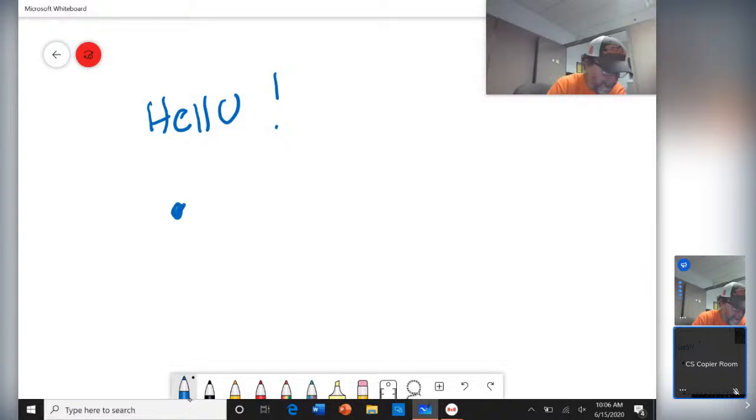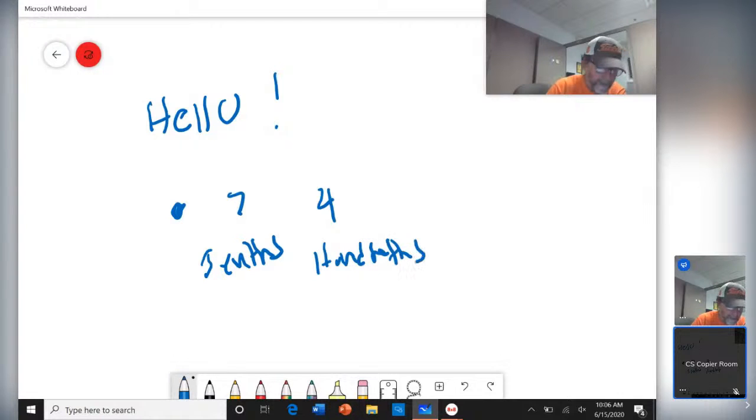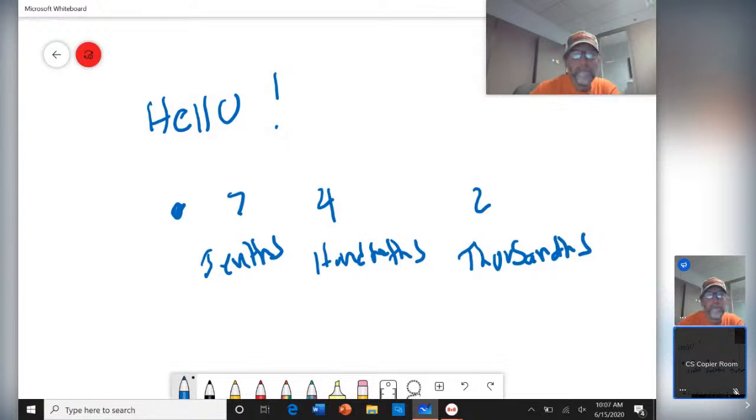So in this first column, there's a 7. We call that the tenths place. And the next one over, if we have a 4 there, that's going to be the hundredths place. And the next column, so we have a 2 there, that's the thousandths. Okay, so it's tenths, hundredths, thousandths, and it would keep going too, but I just want to focus on these 3 right now.